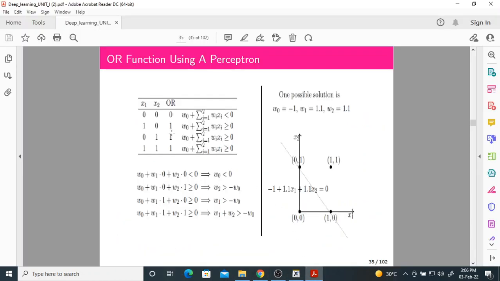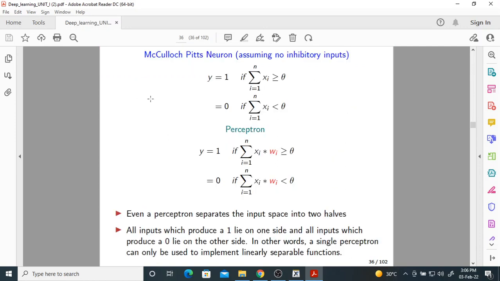Correct. So we implemented the OR gate using a perceptron. Now this is the difference between the MP neuron and the perceptron. In the MP neuron we take only the sum of inputs. That is called aggregation. But here we have a weighted sum of inputs. I have shown the weights in red color. Basically, the main difference is the weights.